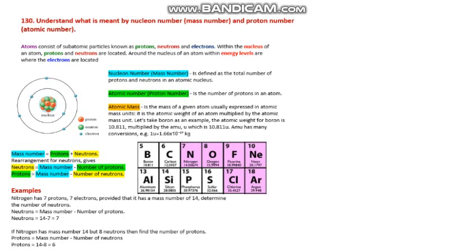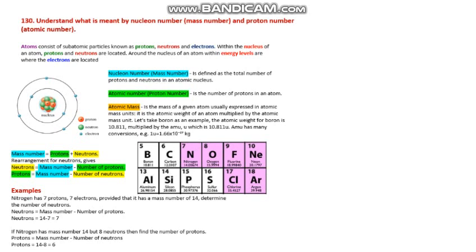Atoms consist of subatomic particles known as protons, neutrons, and electrons. Within the nucleus of an atom, protons and neutrons are located, and around the nucleus of an atom within energy levels are where the electrons are located. This is represented in the following diagram below. So as we can see, within the nucleus there are protons and neutrons, and those circular lines around the nucleus are the energy levels where the electrons are present.